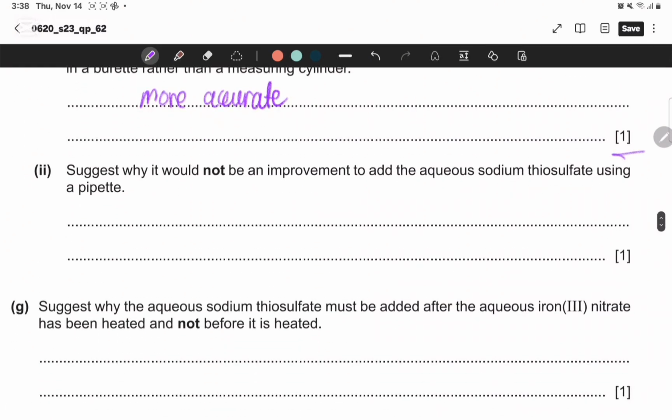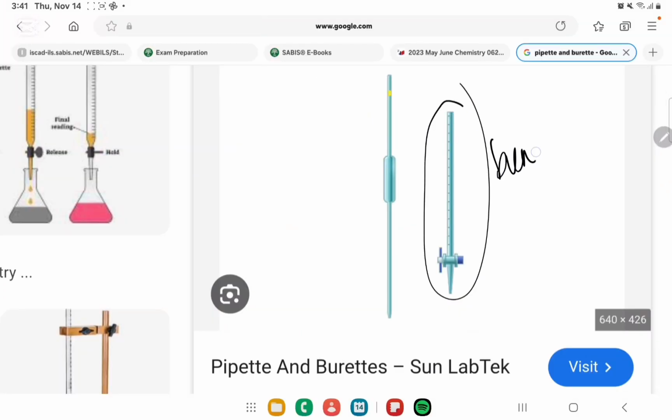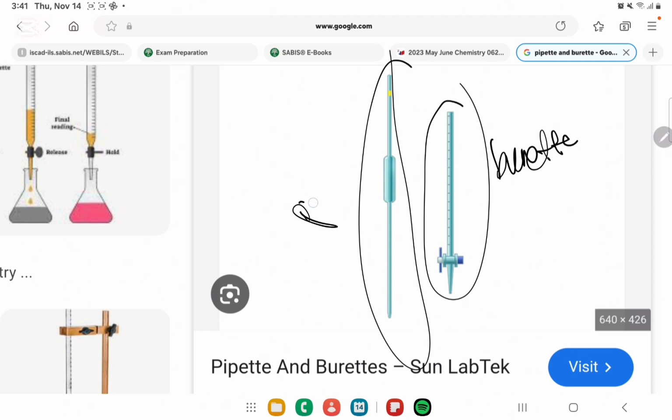Suggest why it would not be an improvement to add the aqueous sodium thiosulfate using a pipette. Okay, so this is the burette. My handwriting is amazing. And this is the pipette. And if you remember from last year, with the pipette you have to put something red over here, and then you keep squeezing it until it reaches the mark. So it takes longer. It is slower than a burette, but it's more accurate. But we don't need that for a reaction.